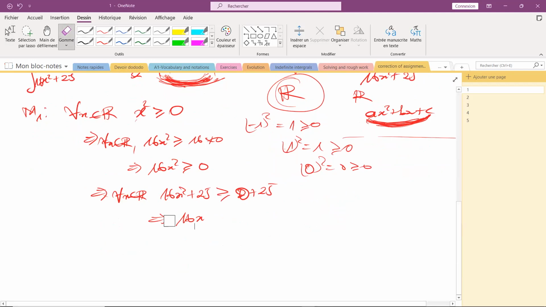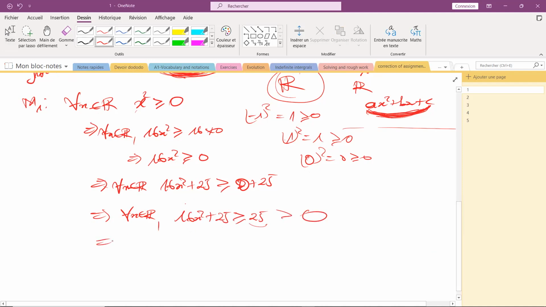This implies, that's how you are supposed to show things, for all x belonging to the set of real numbers, 16x squared plus 25 will be greater than or equal to 25. But 25 is always strictly greater than 0. So this implies for all x belonging to the set of real numbers, here you can write, but 25 is always strictly greater than 0.